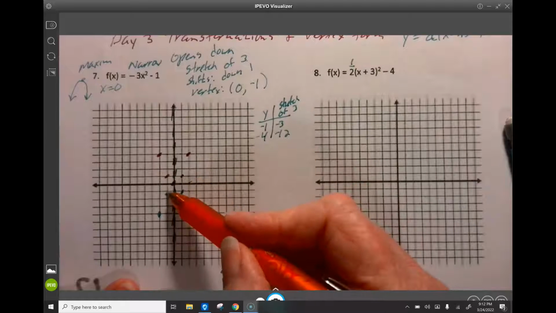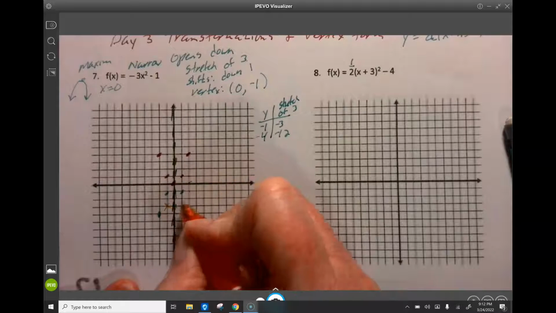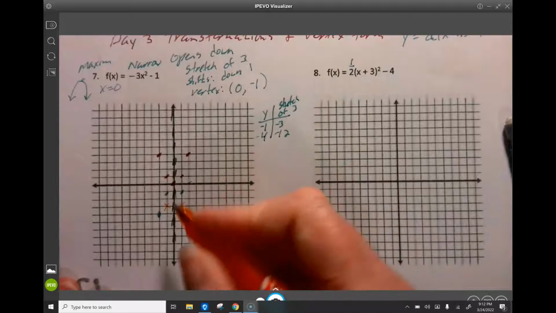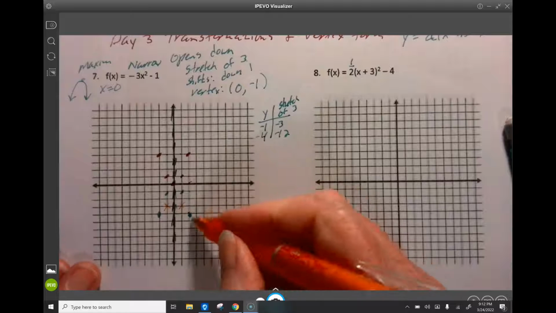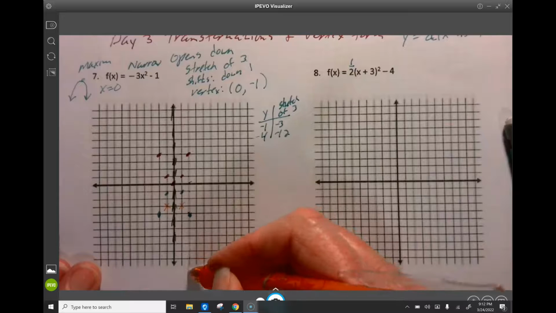And also I can just look here. It's 1. I'm going to multiply it by 3. It's -4. I'm going to multiply it by 3. So 4, 5, 6, 7, 8, 9, 10, 11, 12.